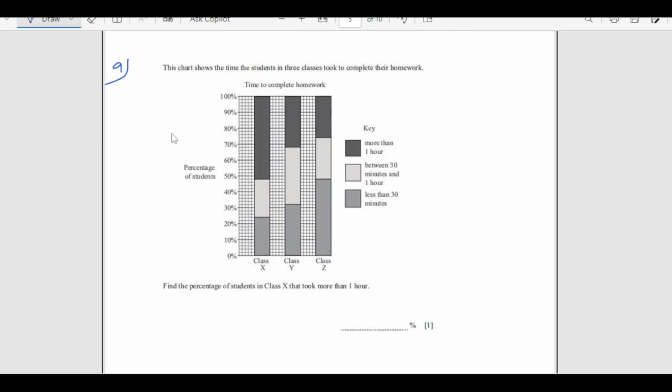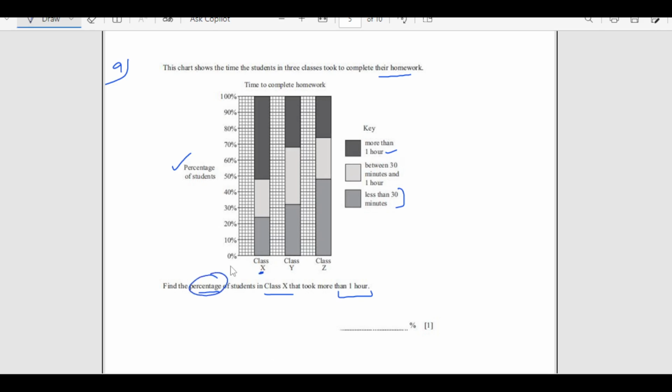Now next we have question number 9. The chart shows the time the students in 3 classes took to complete their homework, right? So this is a different kind of graph. You see the dark part is more than 1 hour, the gray one is between 30 minutes to 1 hour, and the dark gray is less than 30 minutes, right? The question is, find the percentage of students in class Y who took more than 1 hour. Now you need to understand how to read this. Along the x axis we have class X, class Y and class Z, and along the y axis we have the percentage of students.